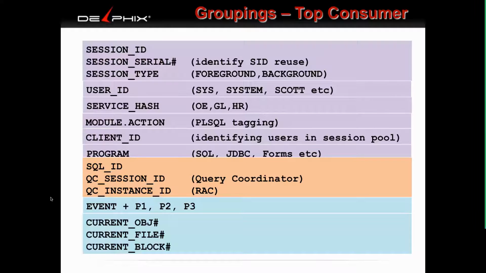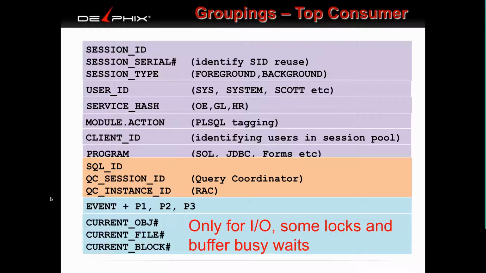You can group by objects, files, and blocks. Be careful with these last three fields. They're not for everything. Current object number, file number, and block number are only for I/O, blocks, and buffer busy waits. If you see values for other wait events, they're going to be misleading.